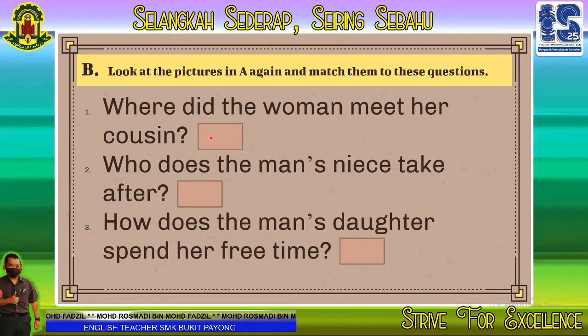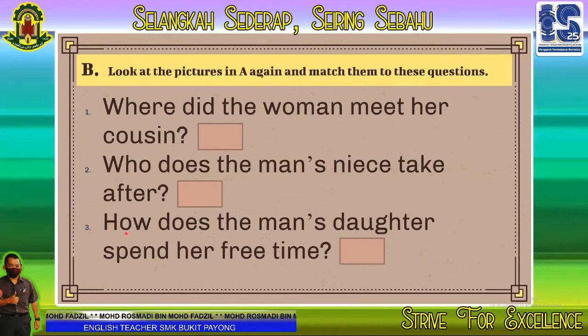Okay. Number 2, who does the man's niece take after? Anak saudara dia ikut siapa? So this one dalam option 3 exercise A. 3 gambar. Which one? Dia ikut muka old woman kah, nenek dia kah, or middle-aged woman kah, mak dia kah, or middle-aged man, ayah dia kah, or pakcik dia kah? A or B or C, tulis sini.